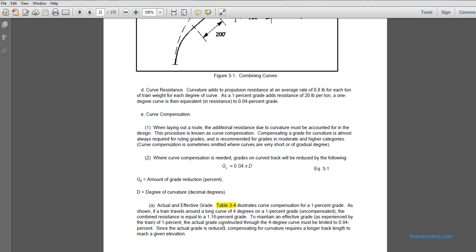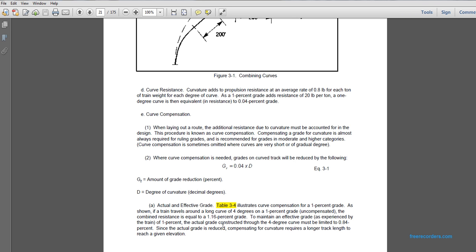If the ruling grade is recommended in the grade, it is in the moderately higher categories. Curve compensation is sometimes omitted when the curves are very short and of gradual degree. When curve compensation needs a grade on a curve, the grade will be reduced as follows: GR, the amount of the grade reduction in percentage, is equal to 0.04 times the degree of the curvature, in decimal degrees.